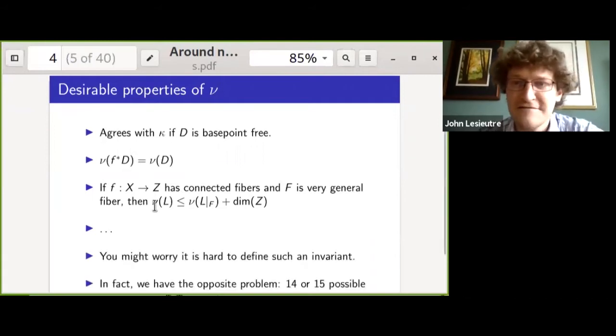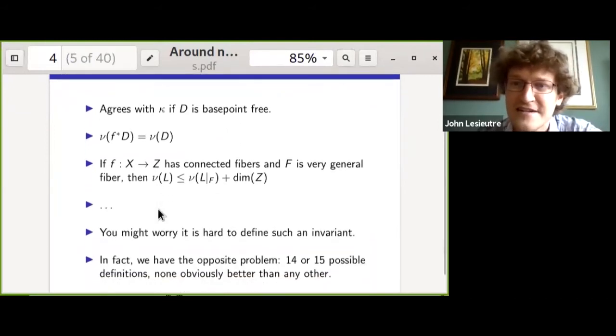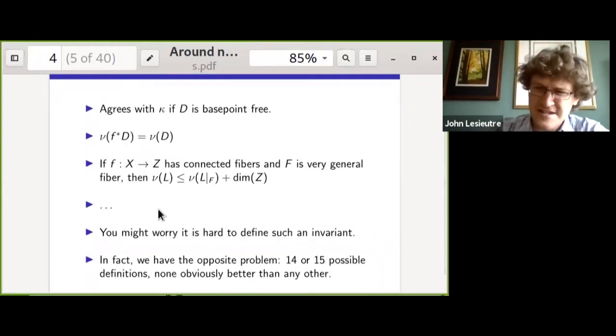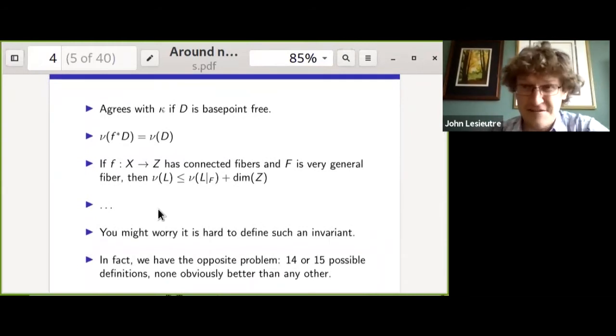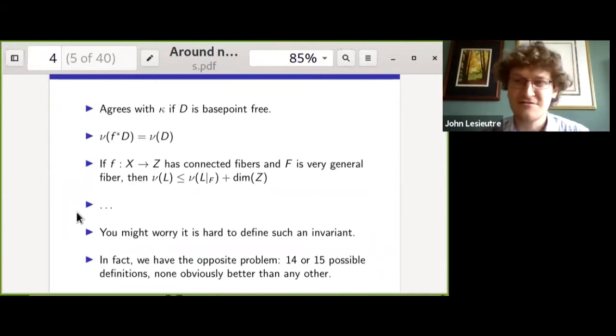If you go in the literature, I haven't tried to count exactly, but there's 14 or 15 different possible definitions of numerical dimension that have all of these good properties you could want. They all look fine. It's not clear which one should be the right definition, or even if there should be a right definition.